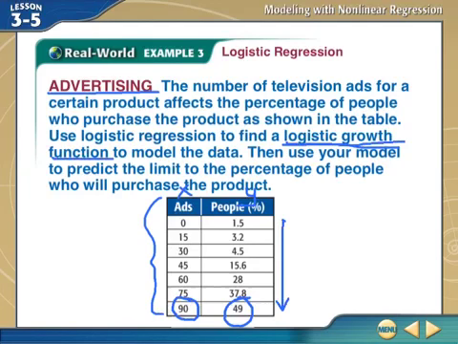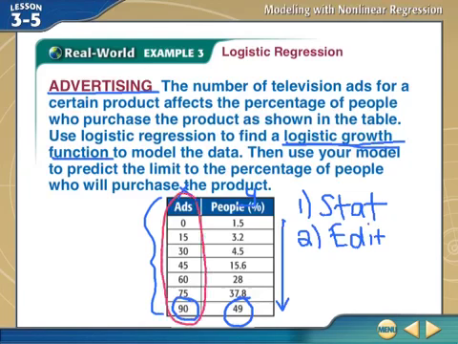And so what we're going to do is go ahead and enter this data into our lists. Remember, the lists are under stat on our calculator. So if you press the stat button and then edit, we're going to enter the number of ads in list 1, and the percentage of people is going to go into list 2.